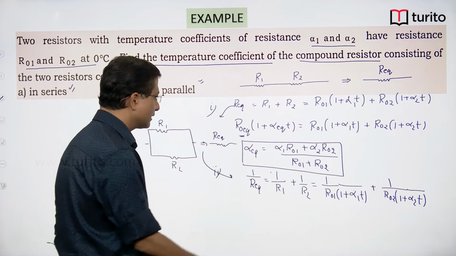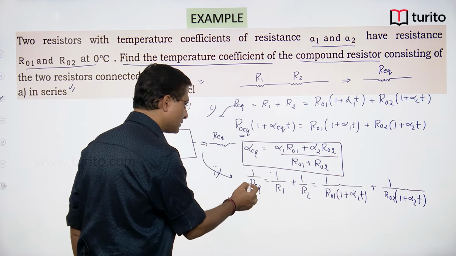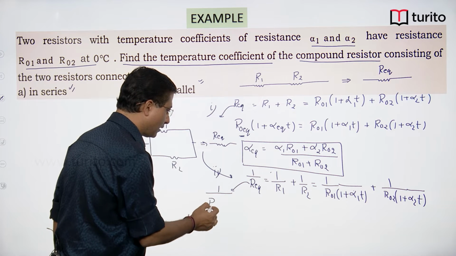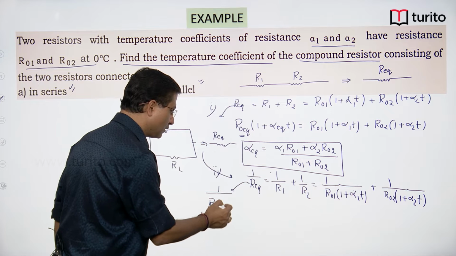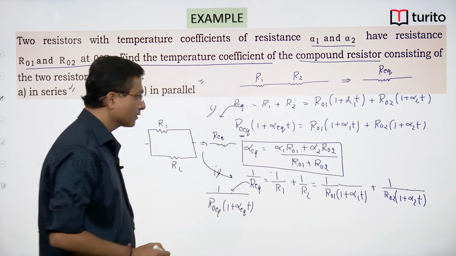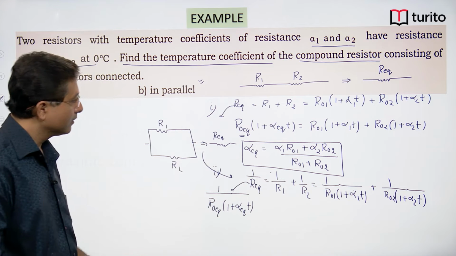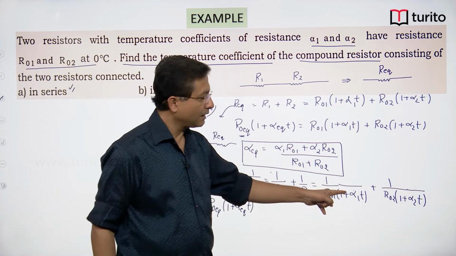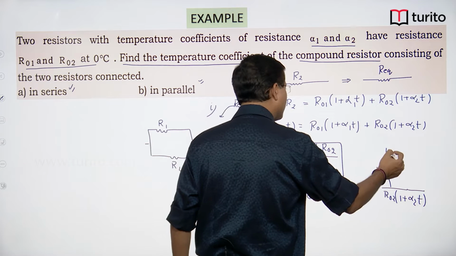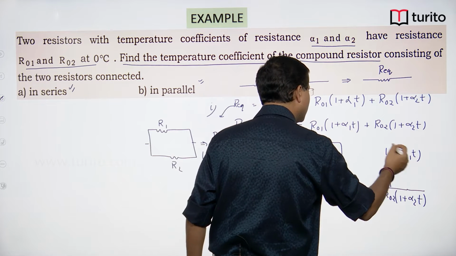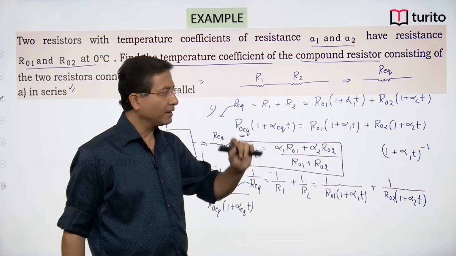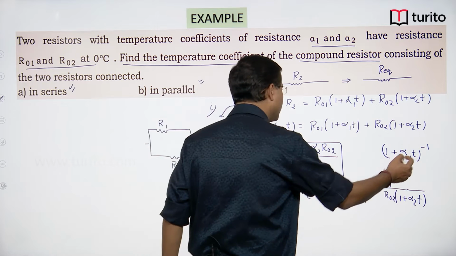Okay, and if we simplify this, in place of this one I can write 1 upon R naught equivalent, 1 plus alpha equivalent t. I hope you are understanding what I am writing. Now, as alpha is small, I can bring this term up. So this term will become 1 plus alpha 1 t to the power minus 1. When this term goes up, it will become power minus 1.